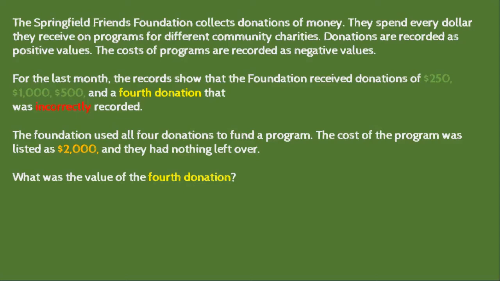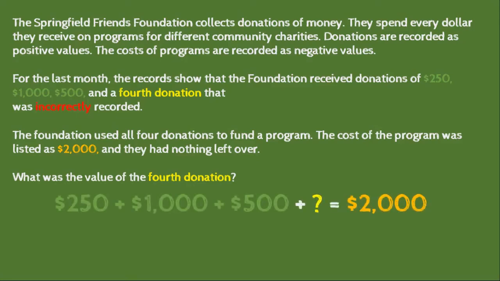So we can write this problem down as $250 plus $1,000 plus $500 plus a mystery fourth donation, which we can just represent with a question mark, and all of that had to equal $2,000, which was the total cost of the program. We add that amount on the left side and we get $1,750 plus, again, the fourth donation, which we don't know, and we represent it with a question mark, and it all equals $2,000.